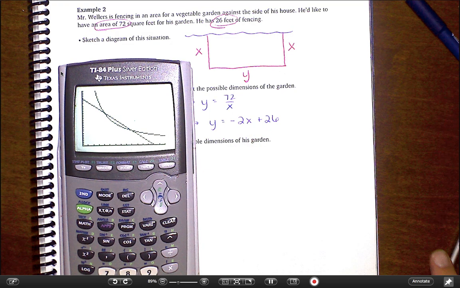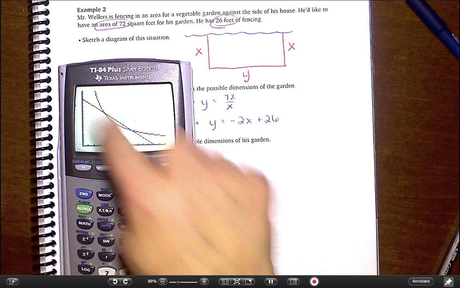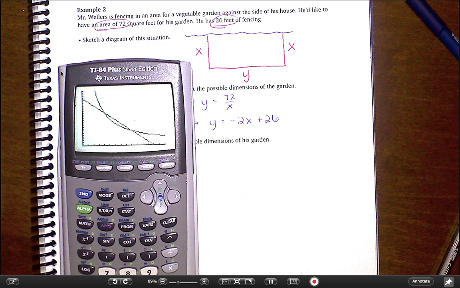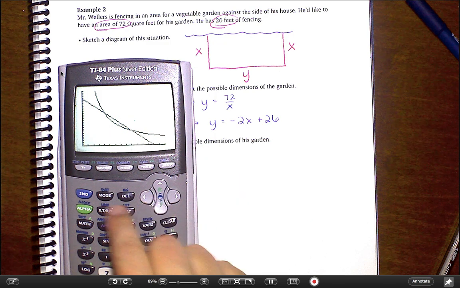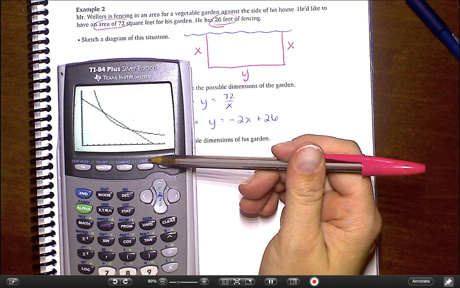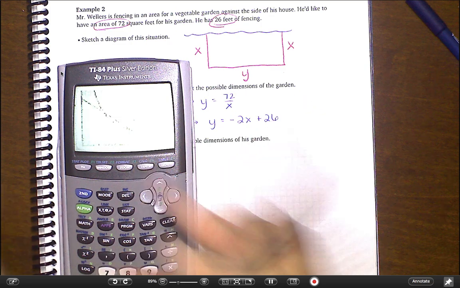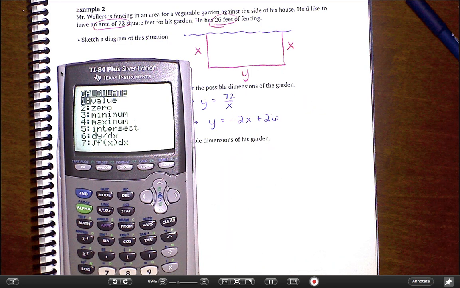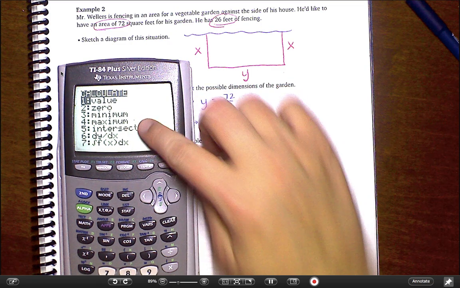So for this next process, you may want to just watch me for a second. And then if you want, you could maybe pause the video and try it on your own, or maybe you try it for the second point after I've shown you the first one. But here's what I'm going to do. I'm going to go to the Calc menu, which I'm not sure if we've used this yet, but Calc is up here above Trace. So second Calc. And what I'm looking for is the intersection. So I'm going to go to number 5.